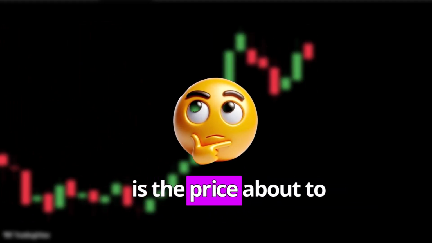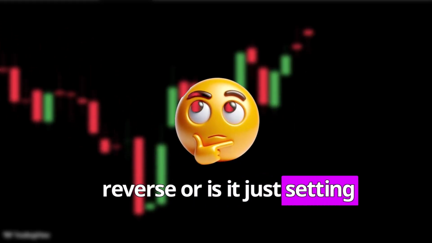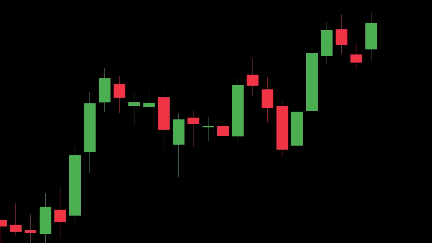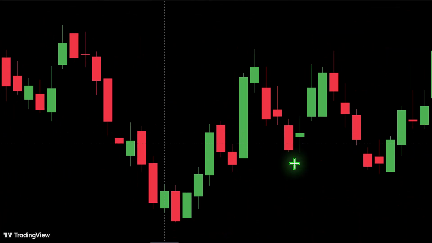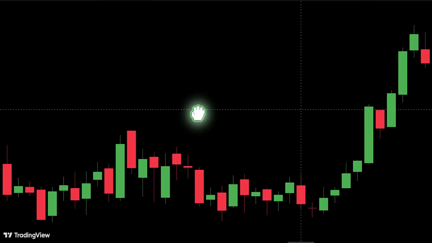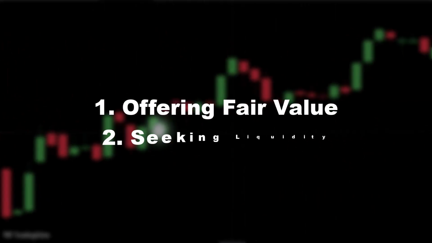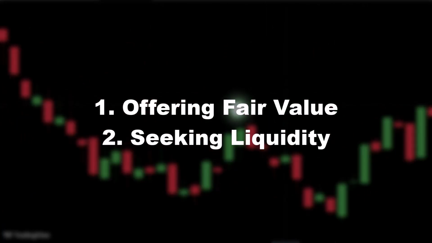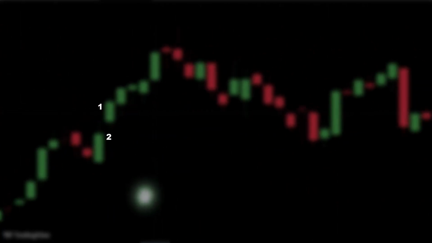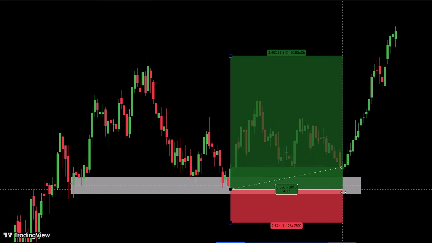Have you ever stared at your chart and wondered, is the price about to reverse or is it just setting a trap? Here's the secret. The market is always doing one of two things. It's either offering fair value or it's seeking liquidity. And once you know which one it's doing right now, you can position yourself like the smart money does.